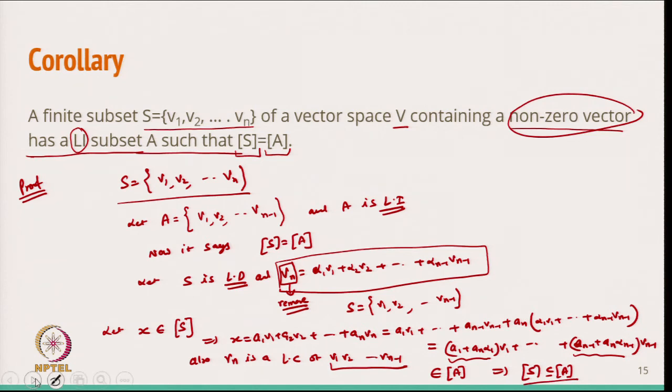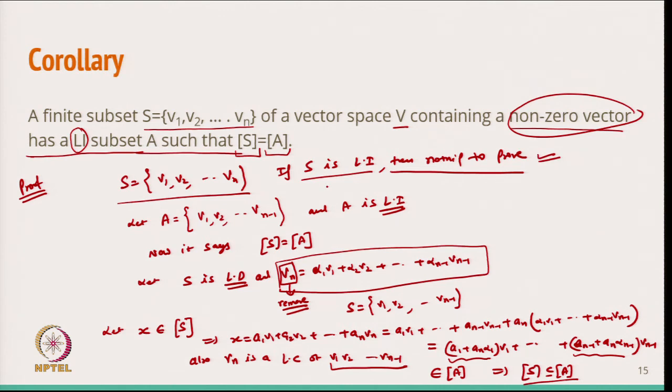I can take that if S is Li, then there is nothing to prove, because if S is Li and A is a subset of that, we have already seen from the previous theorems that if I have a Li set, then its subset is also Li. So, A is a subset of S, then it will be Li. So, nothing to prove. The only thing is when S is LD.